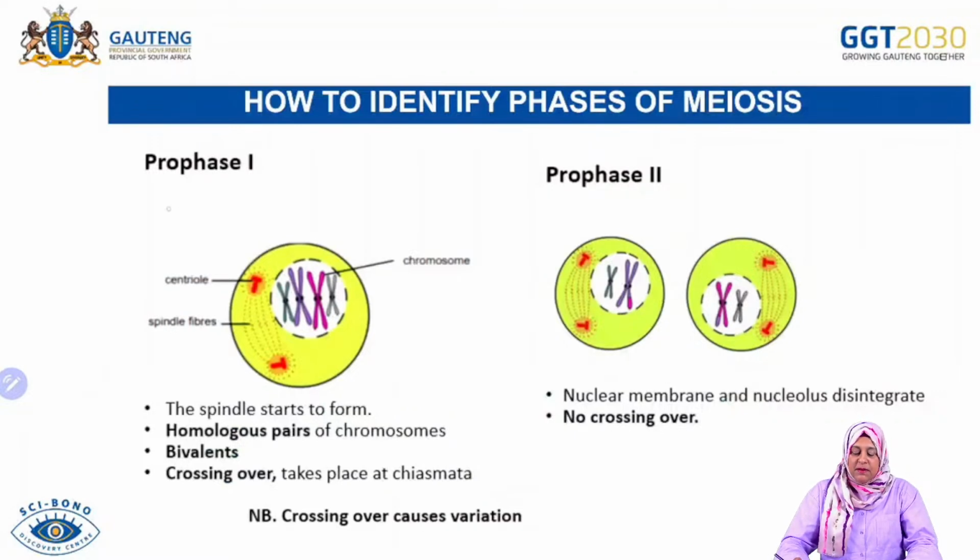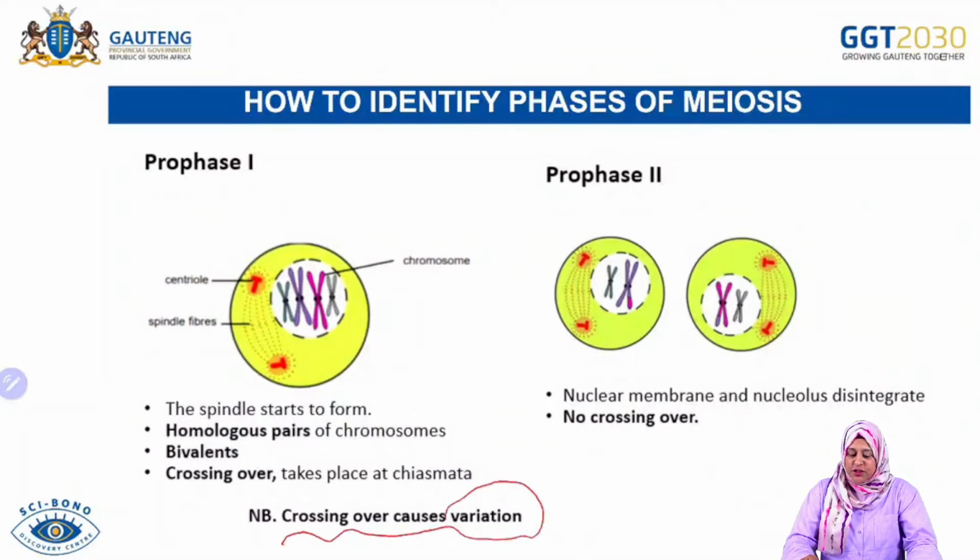Prophase 1: remember P for prophase, P for preparation for cell division. In prophase 1, you can see that there are homologous pairs of chromosomes that come together, and this is the stage where they are known as bivalents. It's only at this stage you can call them bivalents. A very important process occurs in prophase 1, and that is crossing over. And remember, crossing over leads to variation.